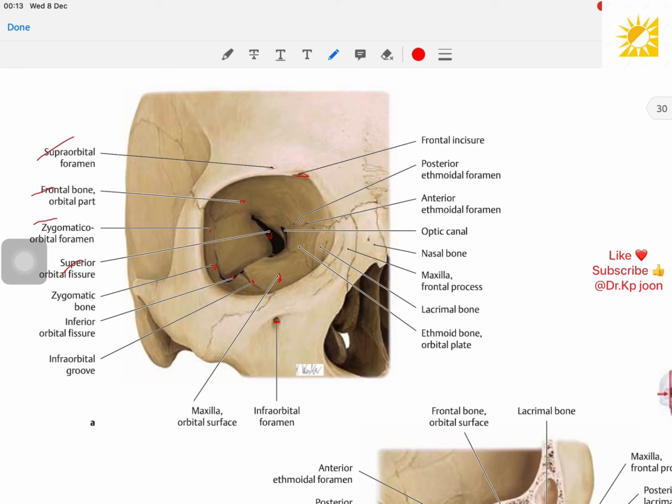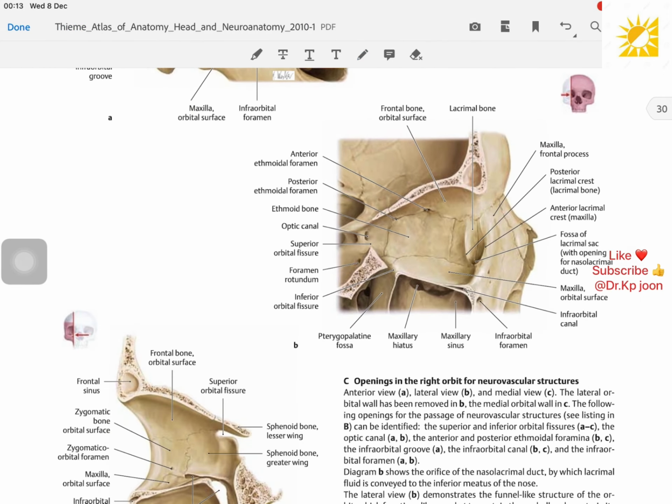See what is this? It's the frontal incisure. See this, the posterior ethmoidal foramen. See what is this? It's the anterior ethmoidal foramen. And what is this? This is the optic canal, and it's the maxilla frontal process, and it's the lacrimal bone, and it's the ethmoid bone orbital plate. See the next diagram.